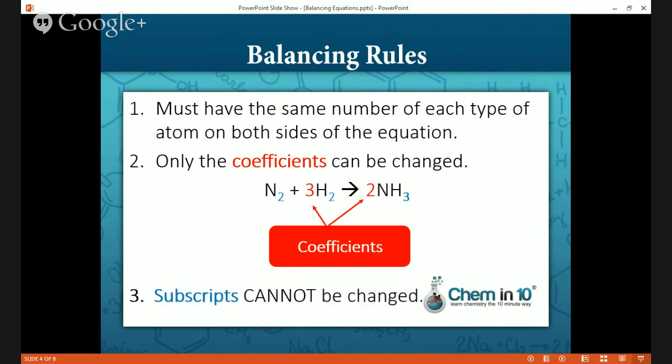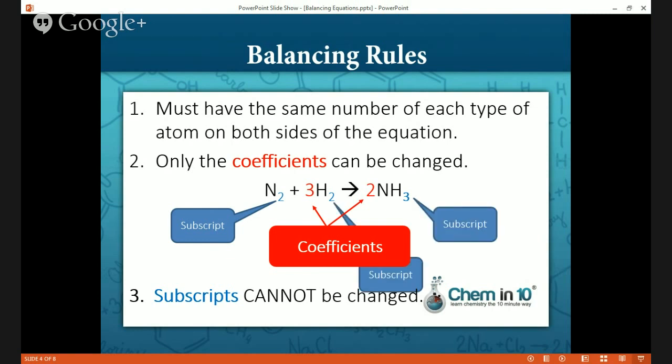What cannot be changed are the subscripts. These subscripts determine the identity of the molecule. If we change those, we'd actually change the identity of the molecule. So we cannot touch the subscripts.